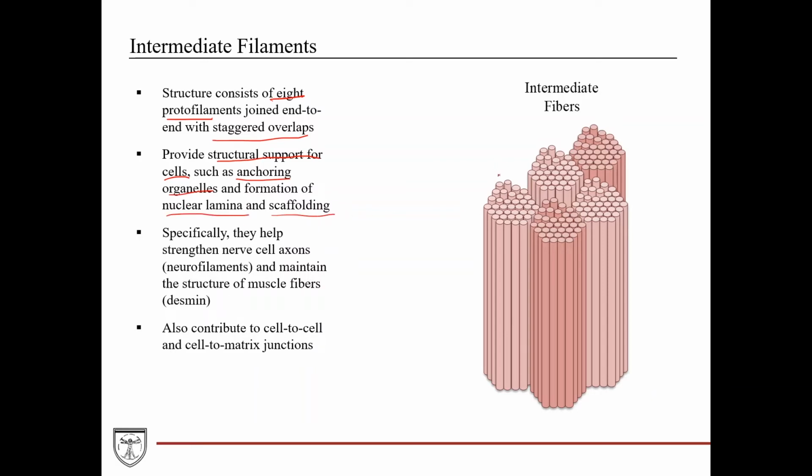And as you can see here, the way they're arranged, they have these long filaments, and they're organized in this fashion in the figure here. And then specifically, they help strengthen nerve cell axons, which are called neurofilaments. So if we draw a neuron like this, a neuron is a specialized type of cell found in the nervous system.